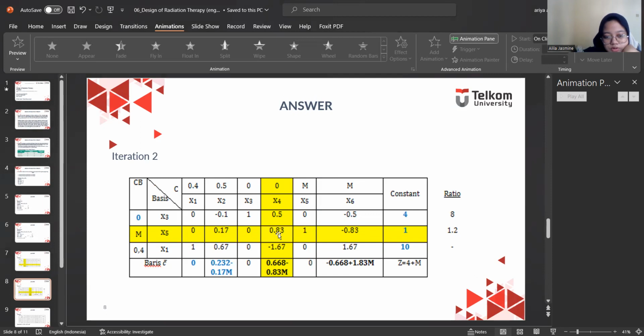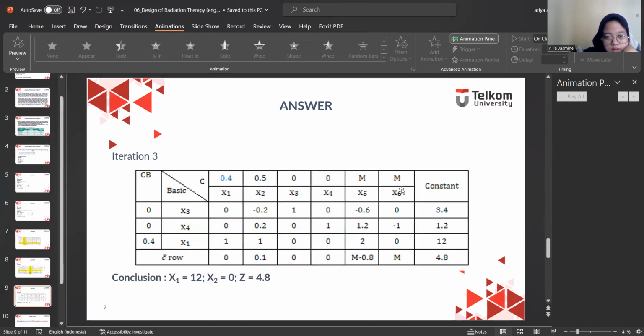And for the pivot part, it has to be 1. So we will perform the row operations to make the second line in the x4 column 1. And here we get the third iteration table, where the row C values are already all plus.